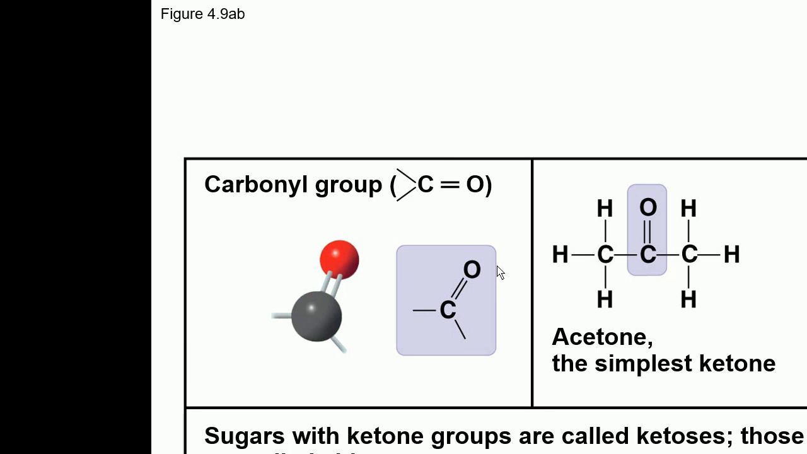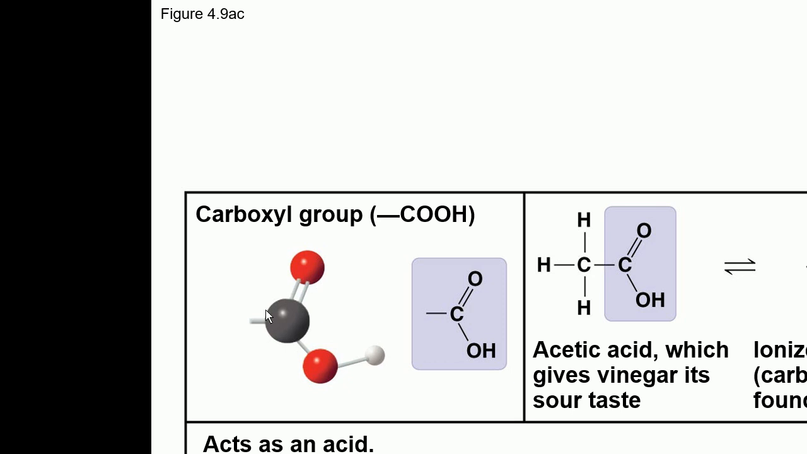So the sugars with ketone groups are called ketoses, and the sugars with aldehyde groups are called aldoses. So this is a very important group. When we talk about carbohydrates, we will talk about these again. Next is the carboxyl group. Now the carboxyl group is the COOH group.